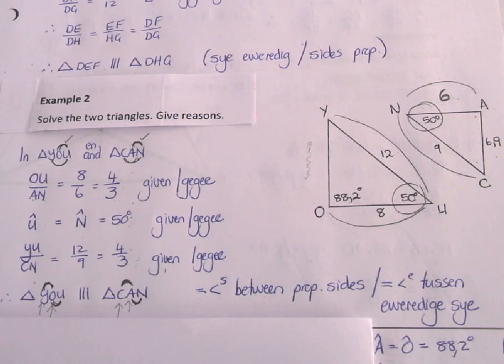Why do I want to prove similarity first? Then you can get the other sides by equal. Yes, then you can get the other sides with proportions and the other angles. Okay.